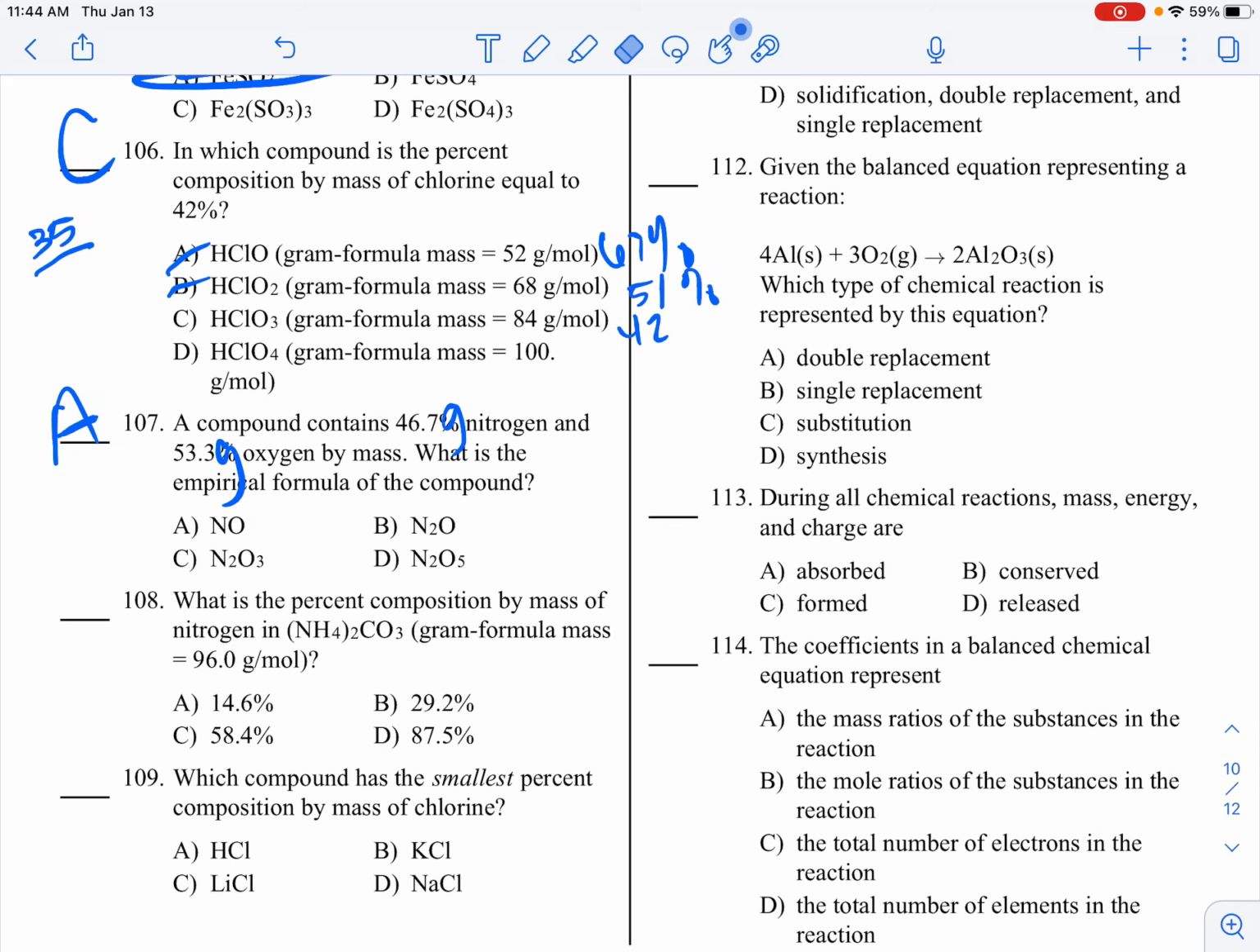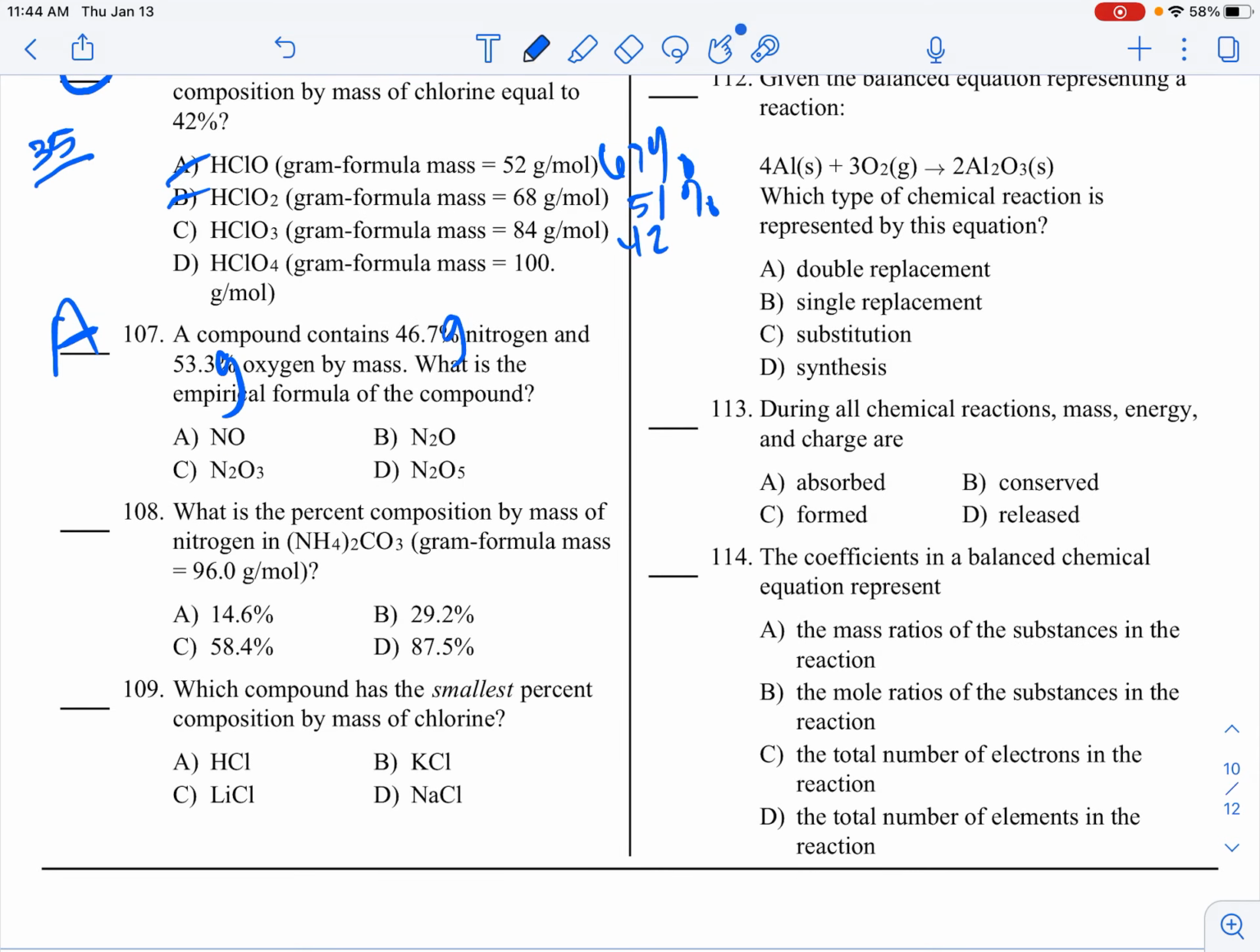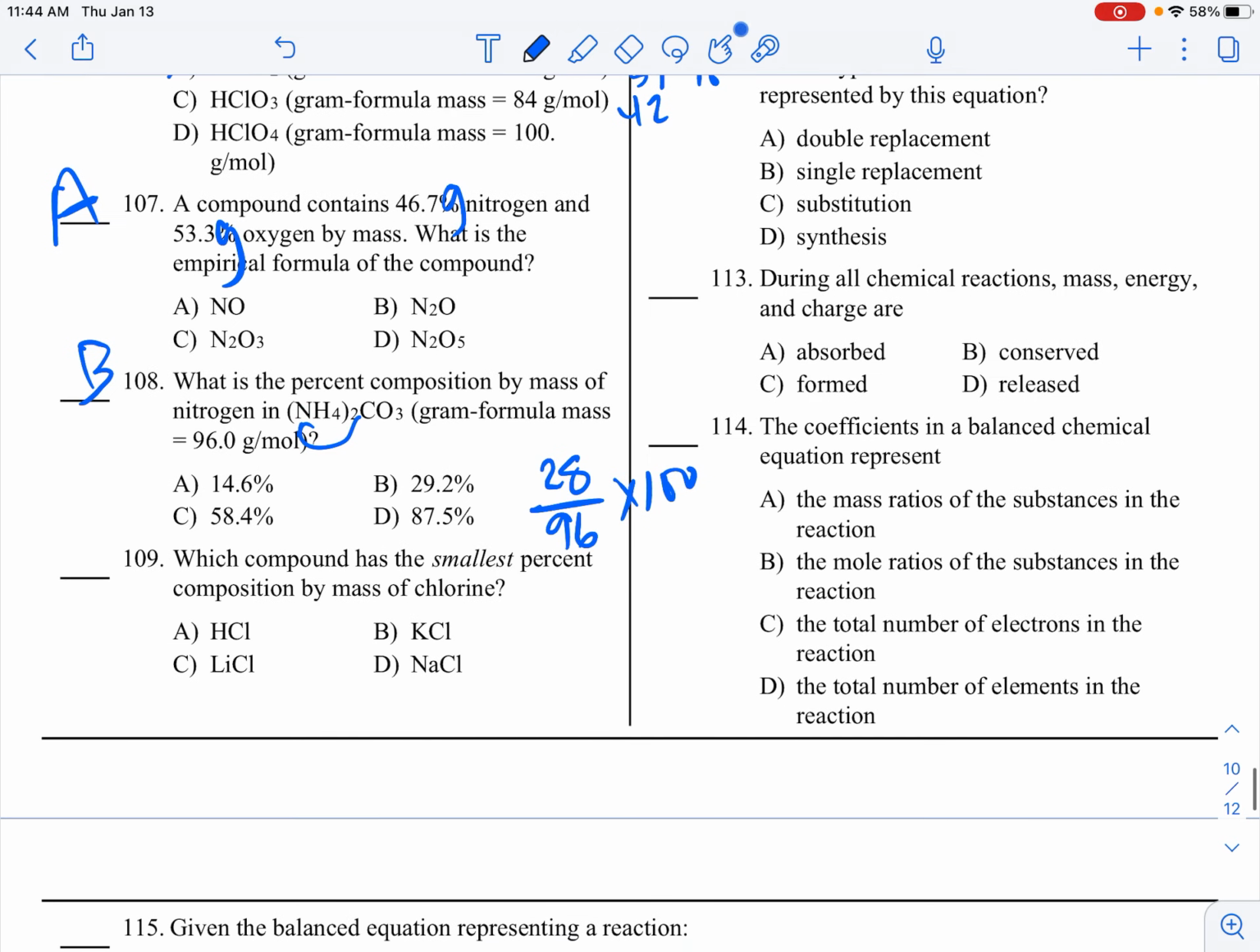Let me erase. Percent composition of nitrogen. The tricky part with this one is there are 2 of them. So it tells you your whole, but your part is 14 times 2, which is 28. So 28 divided by 96 times 100 is 29.16666, which is 29.2. Smallest percent composition by mass of chlorine. So they're all 35. I remember that from before. Our part is 35.